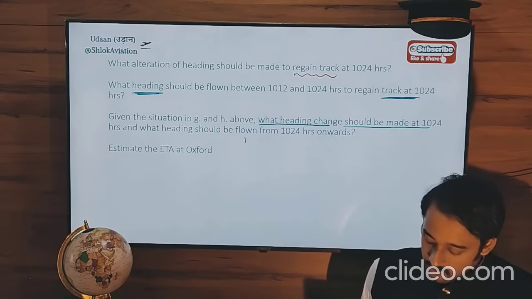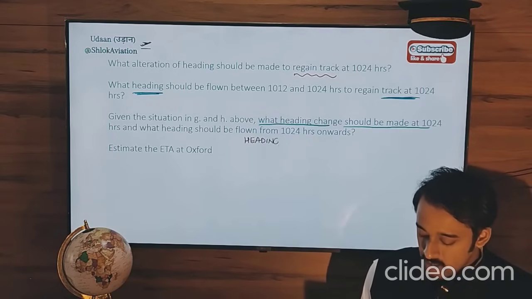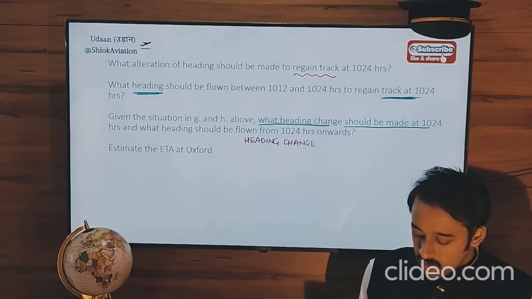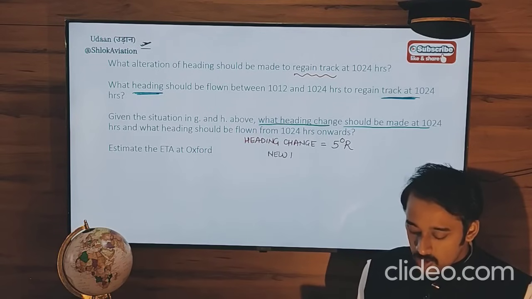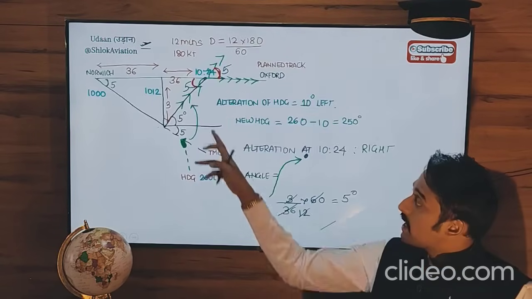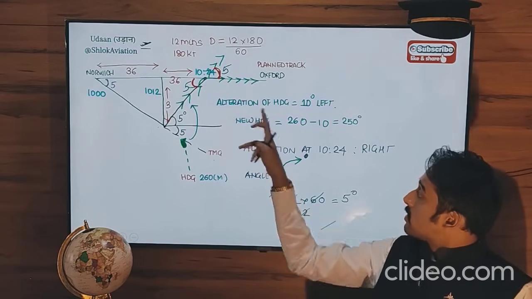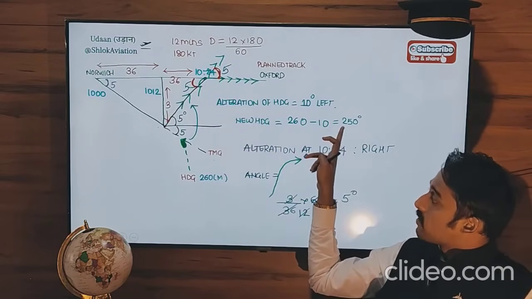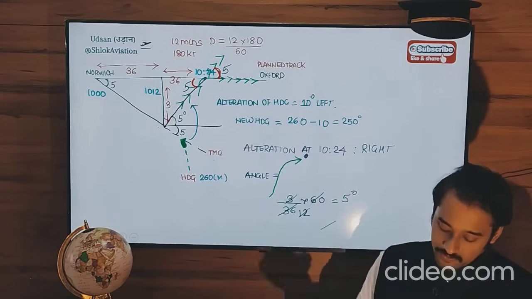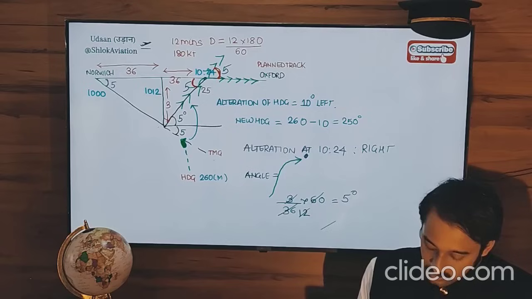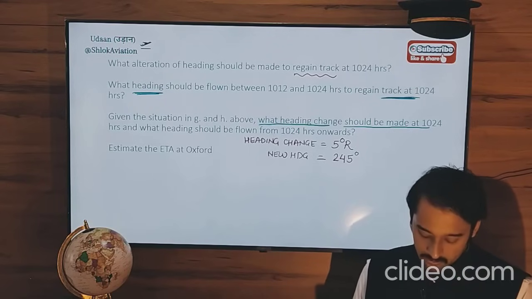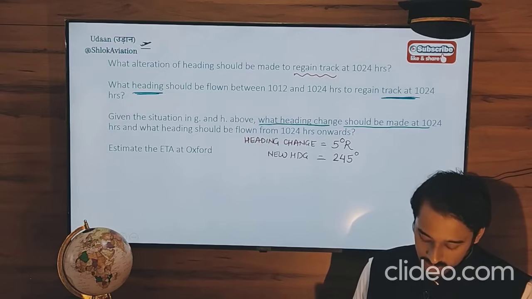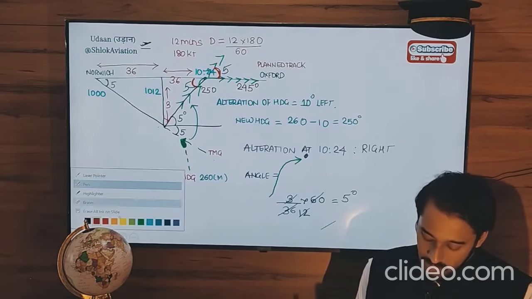So a heading change of 5 degree to the right hand side should be made, and the new heading that you should fly from now onwards will be equal to 250 plus 5. Correction: 250 plus 5.